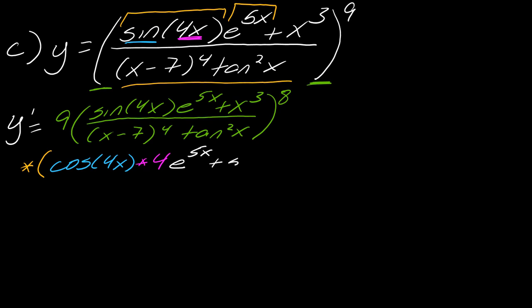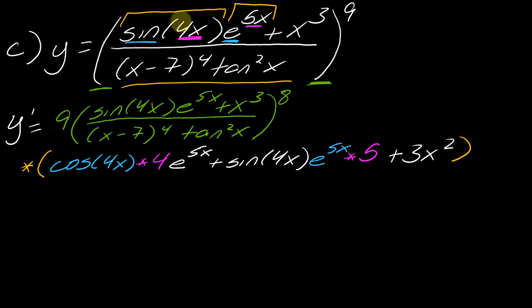Now we pivot. I leave the sine of 4x alone, and now I need to take the derivative of this e to the 5x. And if I just investigate this, e is the outermost function, 5x is the innermost function. So the derivative of e to the x is just e to the x, but now I'll write this as e to the 5x, and then I multiply that by 5. So now I've taken the derivative of this guy, except I still have to take the derivative of this x cubed. So now plus 3x squared.